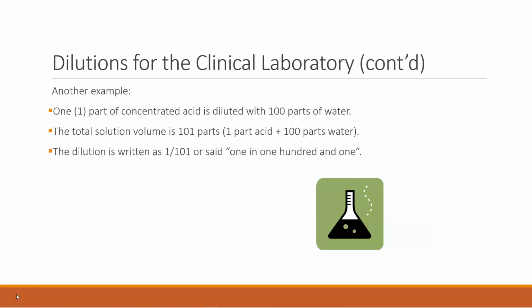Another example is we have 1 part of concentrated acid, and we dilute with 100 parts of water. Now, remember your laboratory safety, A and W. Always add acid to water. If you add water to acid, you're going to end up with an explosion. So I teach my students A and W, acid to water. So the total solution volume is 101, because we have that 1 part of acid, but we have 100 parts of water. So how we say this type of dilution is 1 in 101.